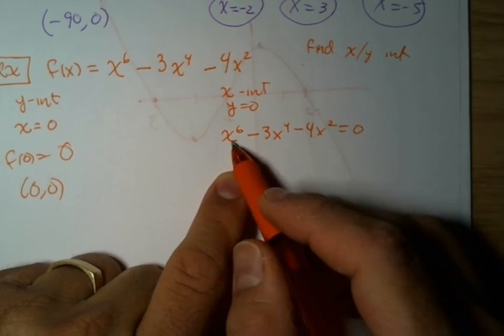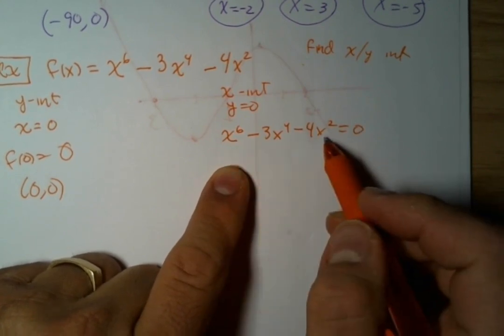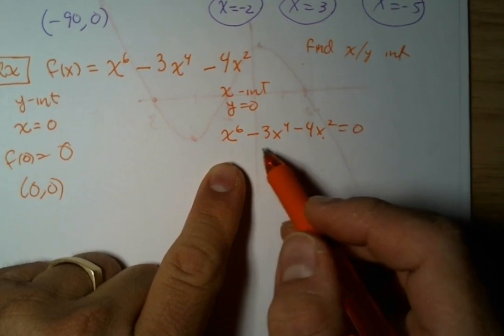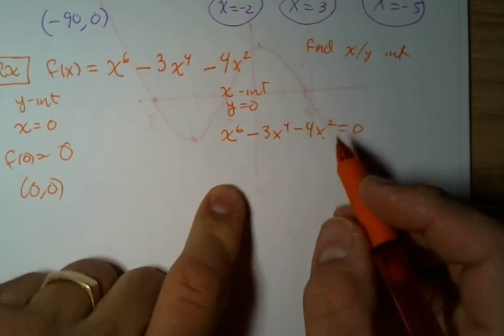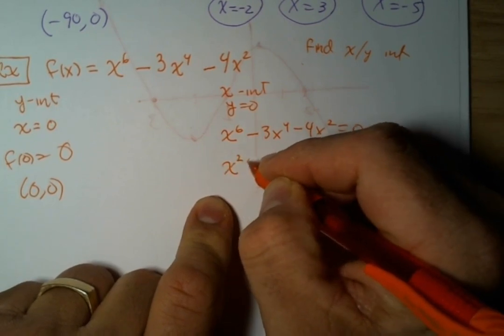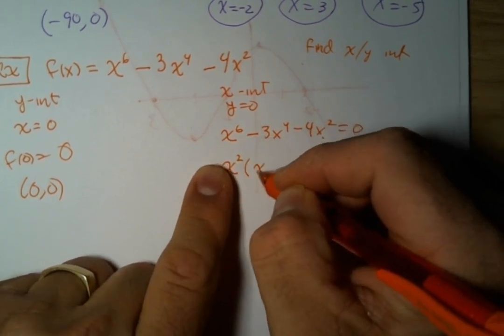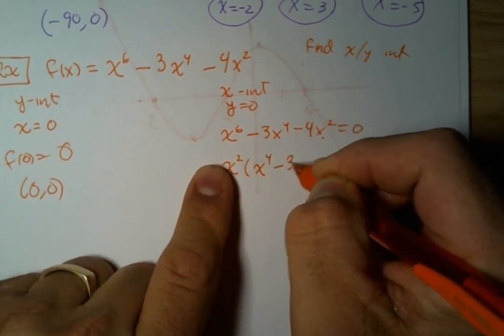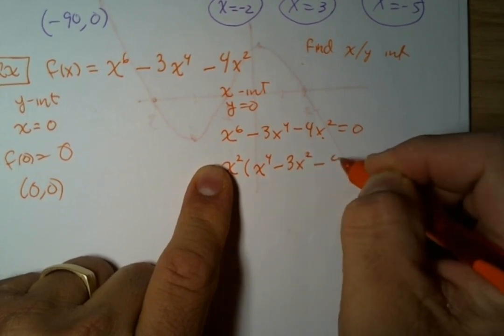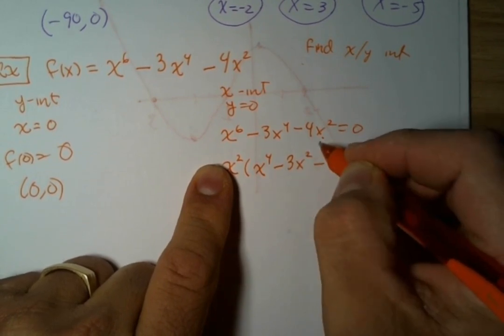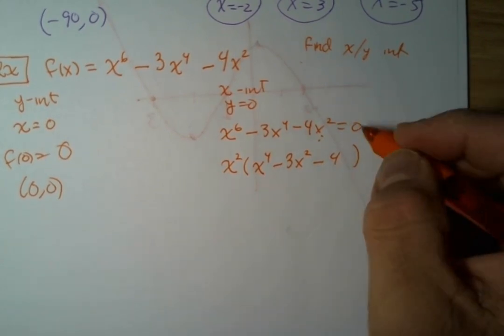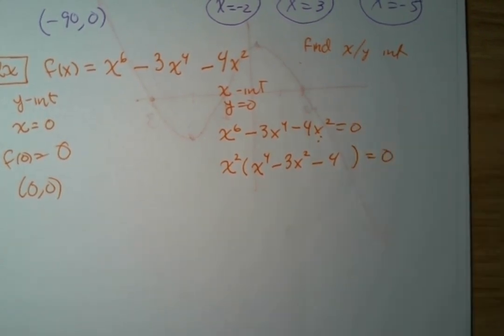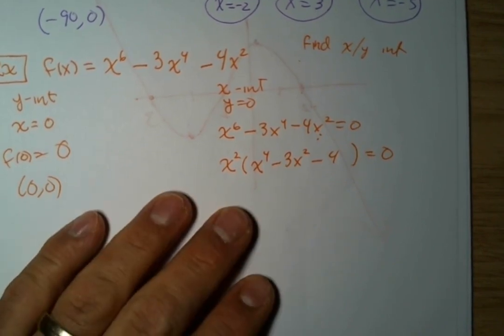I notice right away I can factor out an x squared. They all have an x squared in common. I always choose the smallest exponent to factor out. So we get x squared times x to the 4th minus 3x squared minus 4, set equal to 0. Okay, now I'm not quite done here.